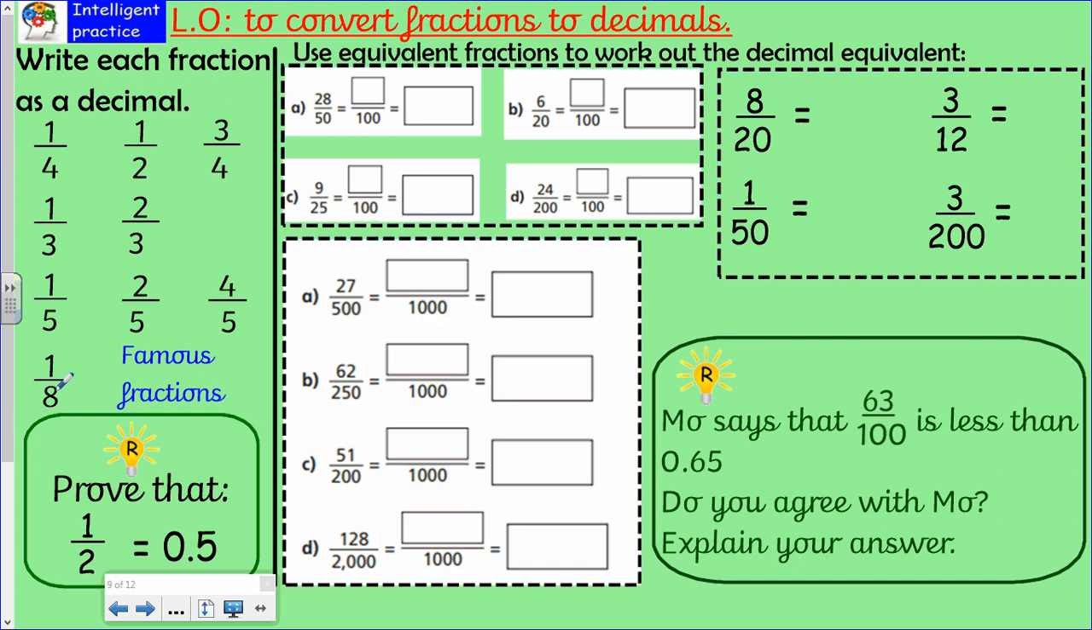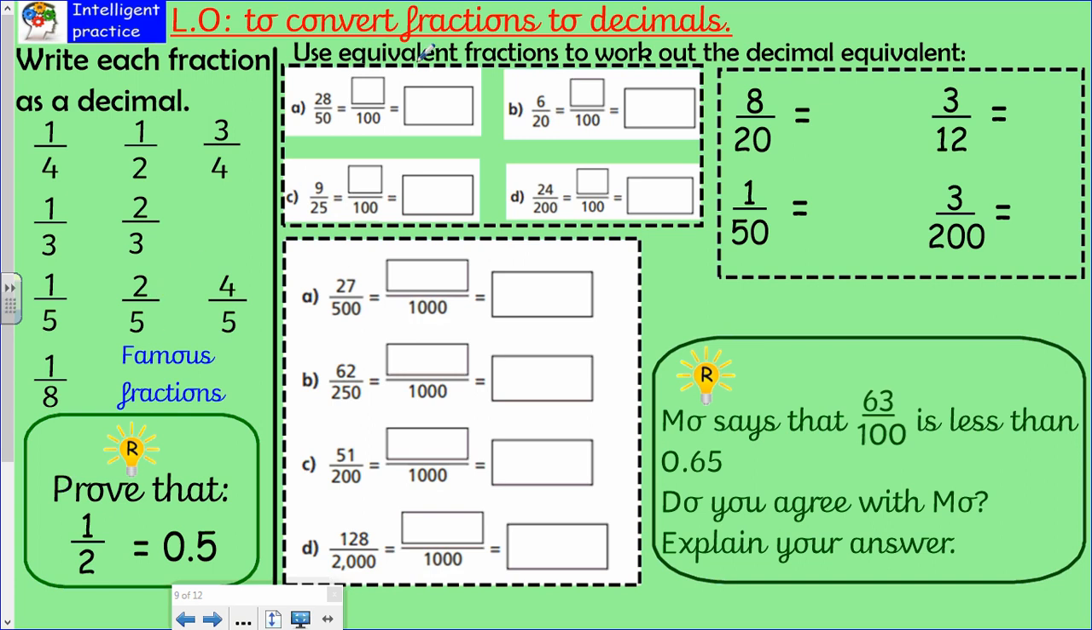Okay. Once you've done that, your reasoning task is prove that 1/2 is the same as 0.5, which has actually just given you an answer to one of those first questions. So how could you prove it to us that 1/2 is the same as 0.5? More than one bit of proof would be lovely, Year 6, okay?